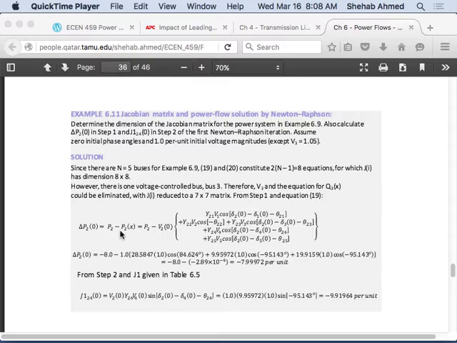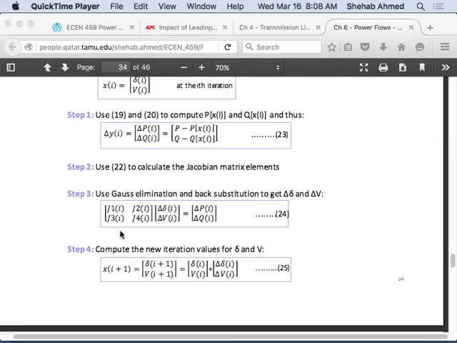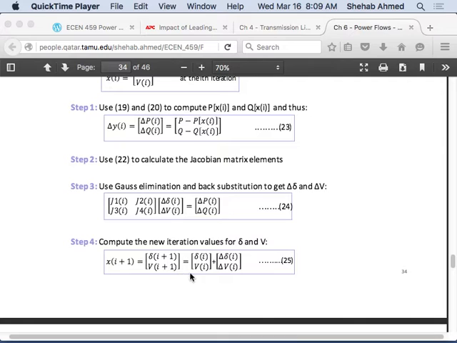If they're not small, then you have to find all the power mismatches, put them in a vector, and then find the Jacobian matrix, invert the Jacobian matrix and pre-multiply by the power mismatches, and then you will come up with your changes in angles and voltages. Then use those changes to calculate your new angles and voltages by adding them to the angles and voltages from the previous iteration. Really, it's simple. There's nothing more to it yet.